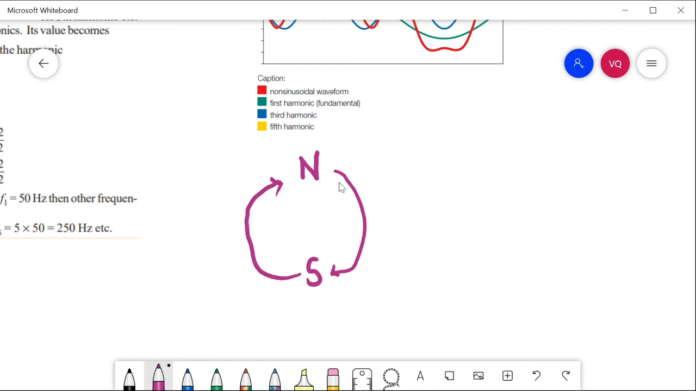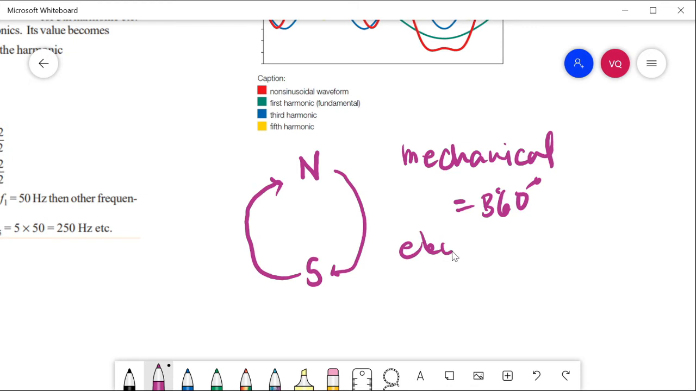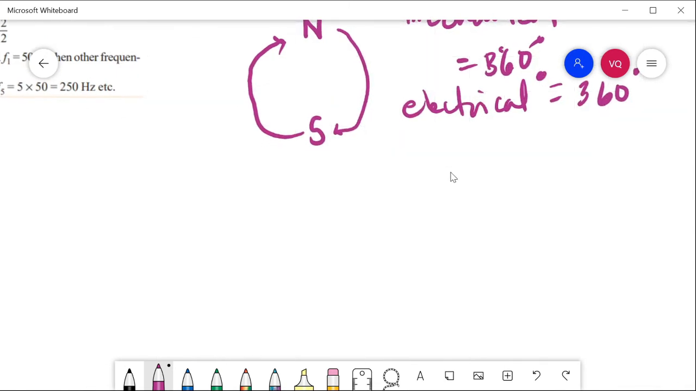So in mechanical degrees, we have 360 degrees for this one. And also in electrical, for two-pole, electrical degrees, we have also 360 degrees, because we only have north, south, north. So this has a sine wave like this one.